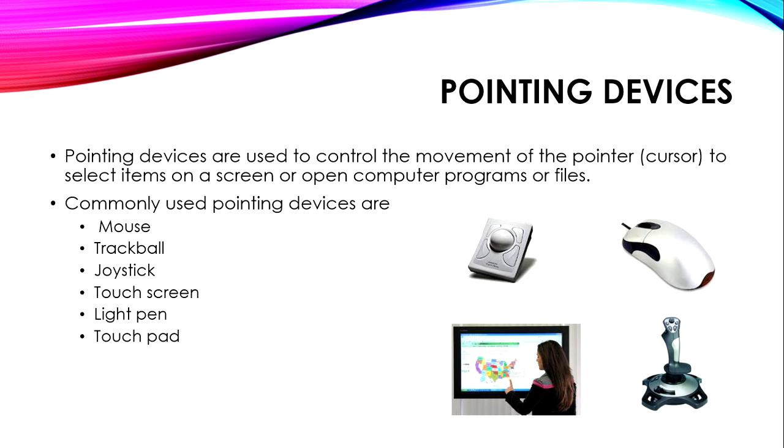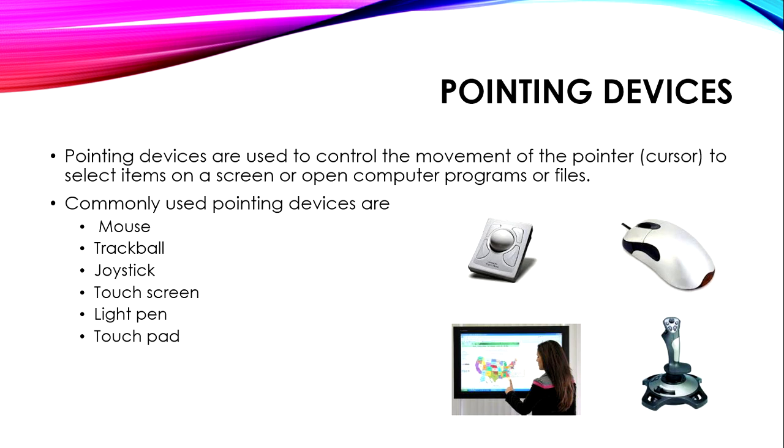The next one is light pen. Light pen is like a pen with photo cells, and it is used to point at objects or draw on the screen. It gives more accuracy than pointing with our fingers on the touch screen. This device is usually used in engineering for designing purposes.